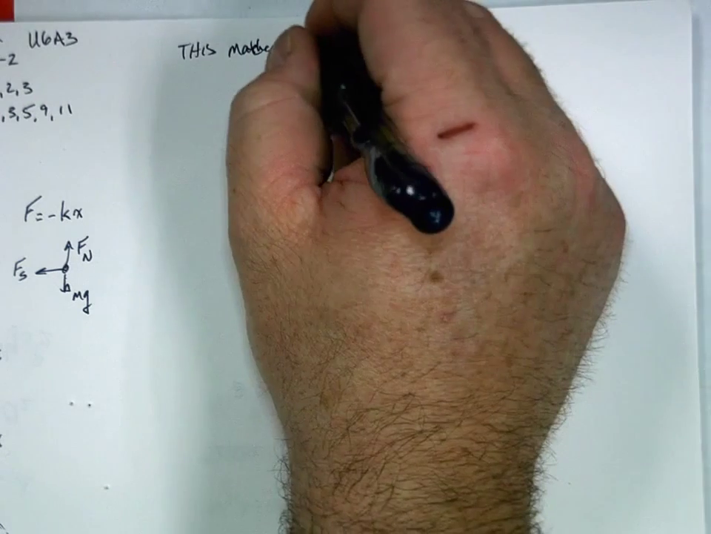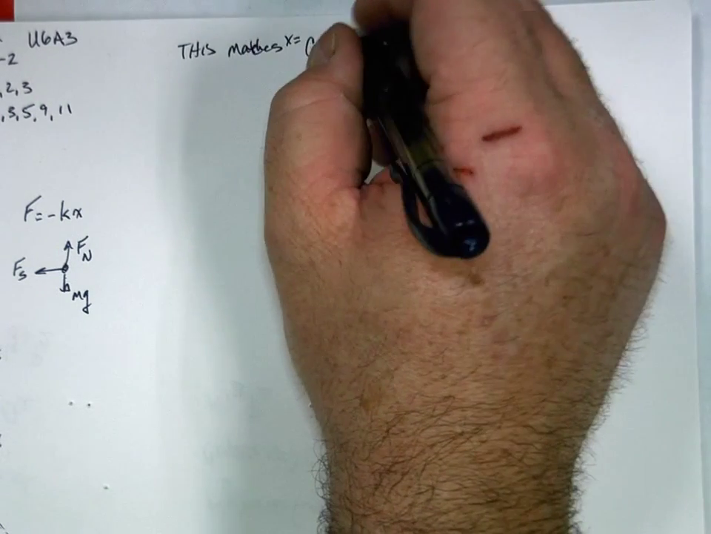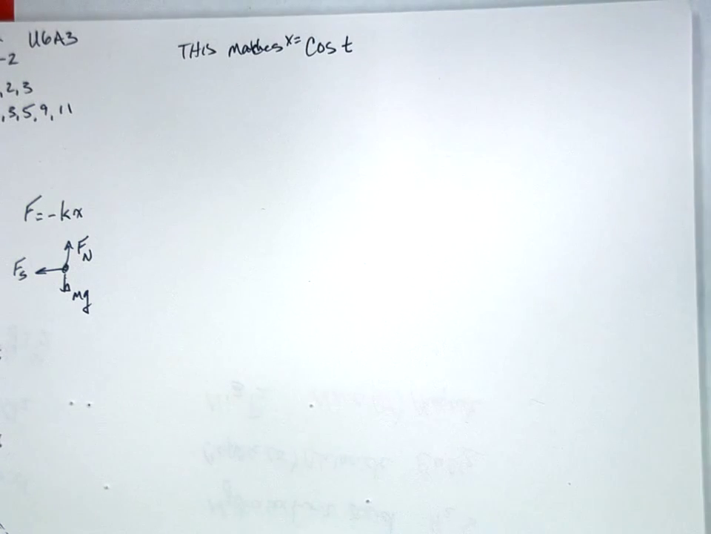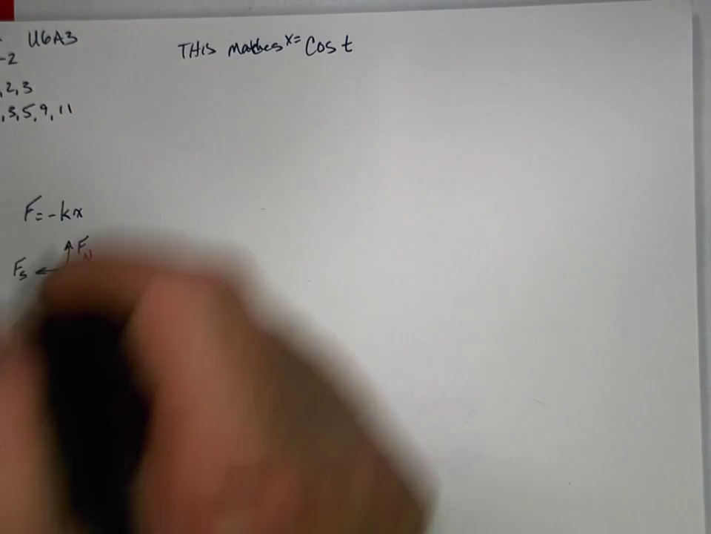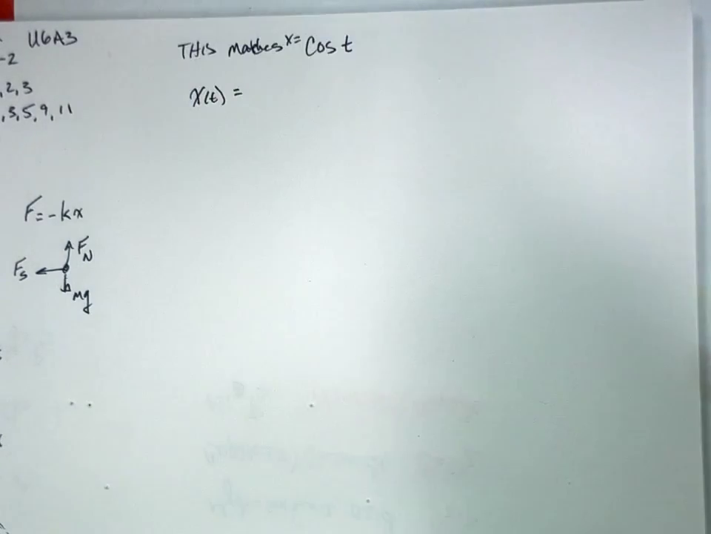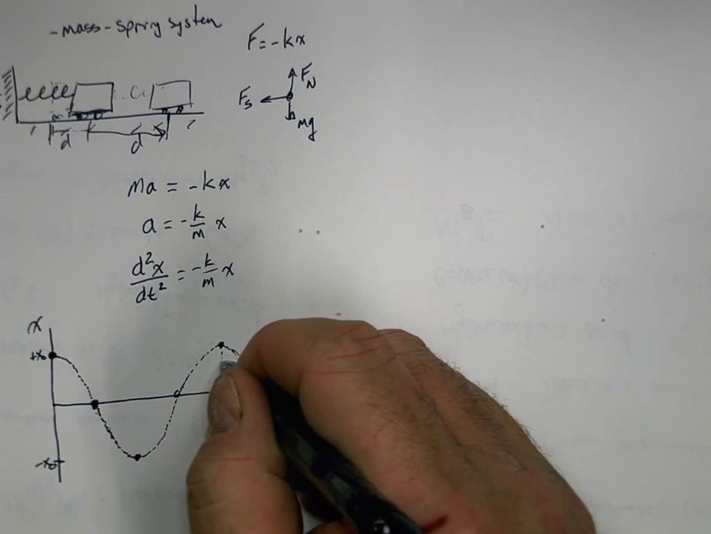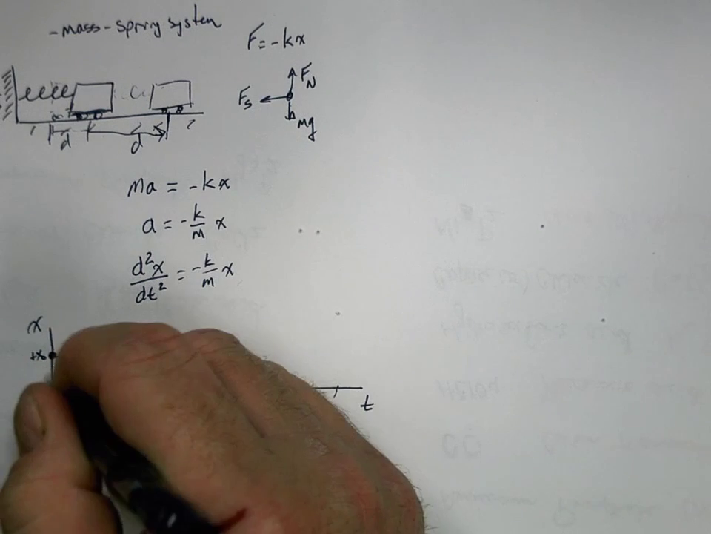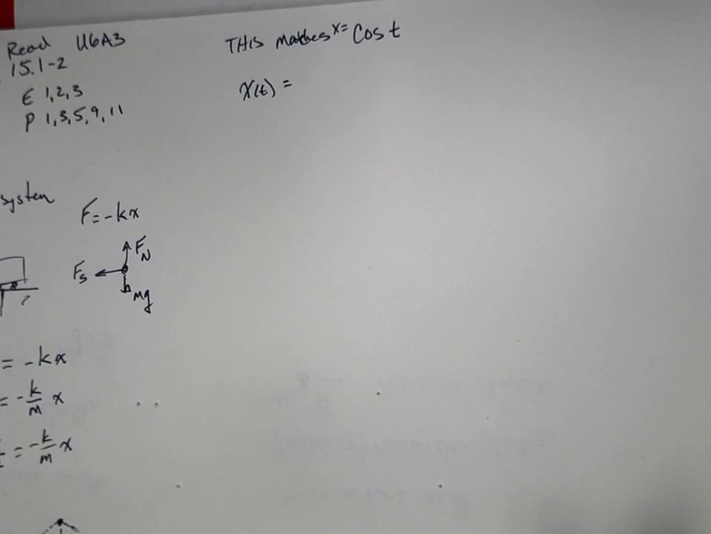This matches x equals cosine t, right? It has that shape. But let's really put it together. Our x of t is going to equal, and we're coming in here, and this, we call this right here, this maximum distance from our 0 point is, for something that moves like this.